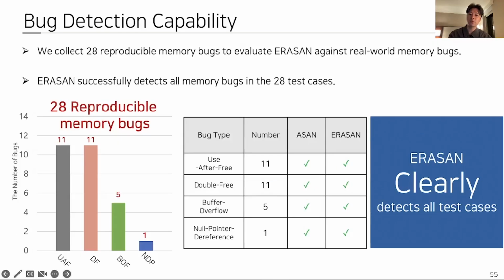Our result also shows that ERASAN can detect all 28 reproducible CVEs, the same as ASAN. This shows that ERASAN has full detection capability.